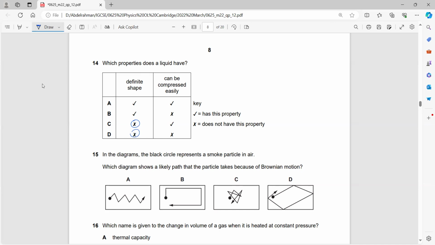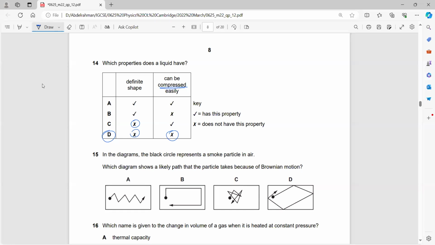Can we compress liquids? No, we cannot compress liquids. So it has to be D. Liquids and solids are considered to be incompressible. We cannot compress liquids or solids. We can only compress gases. Yeah, 15. Again, quite easy.